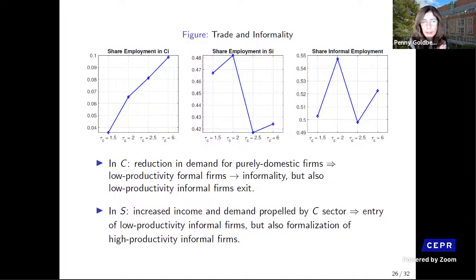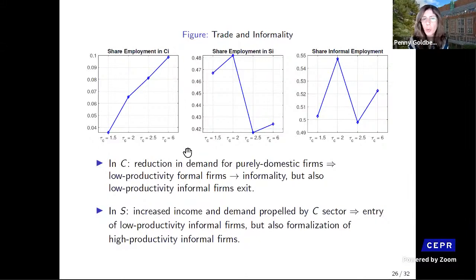much more interesting results. So in these counterfactuals that I will show you, the status quo corresponds to the trade cost of 2.5. And then trade liberalization reduces these costs. If they are 1.5, we are close to free trade. If we increase them to 6, we almost have autarky in this model.